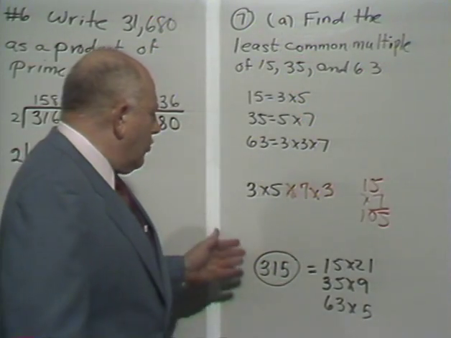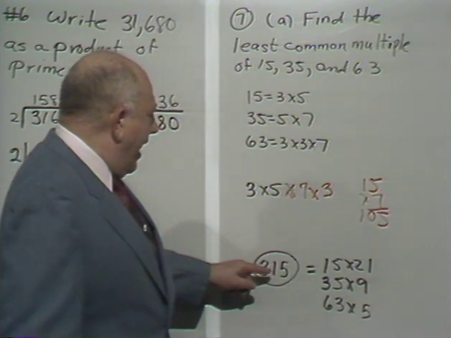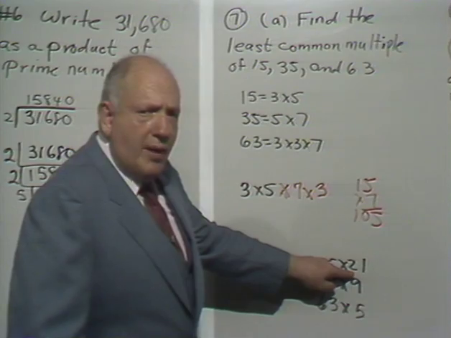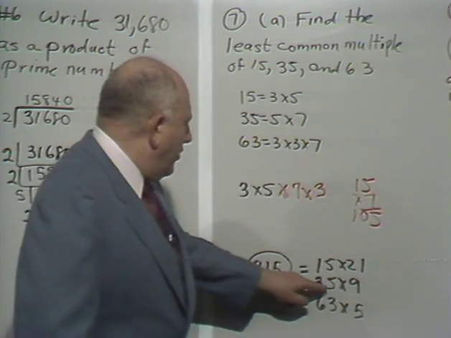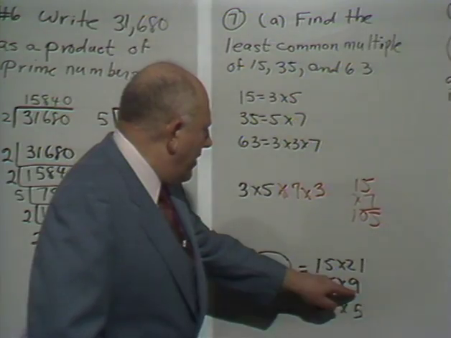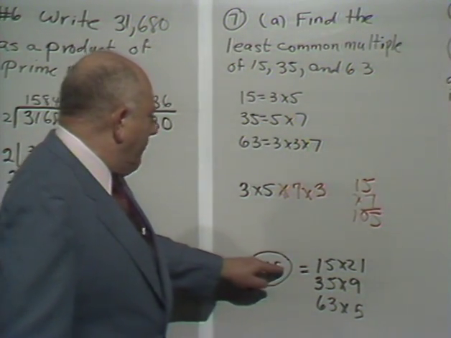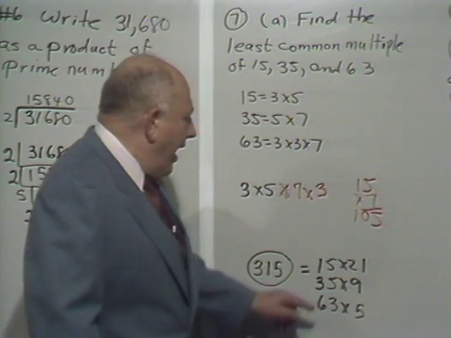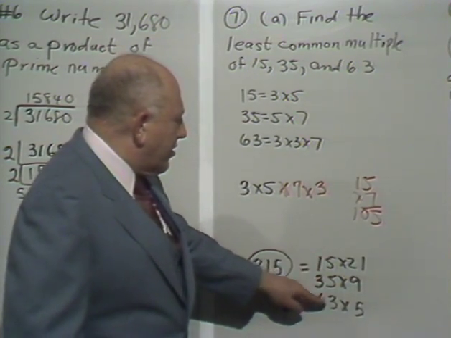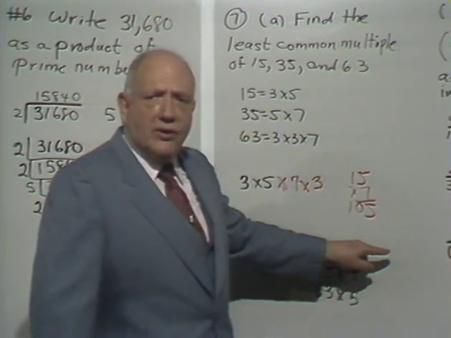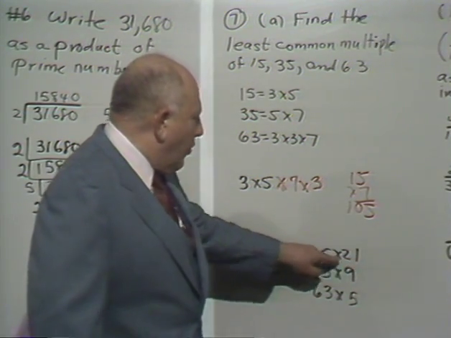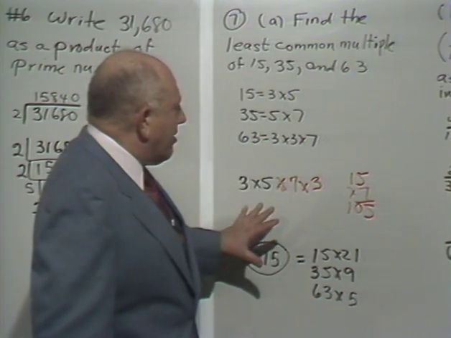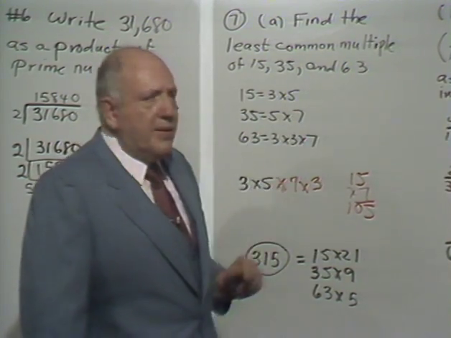And what that tells you in plain English is that when you're counting by 15s, 315 will be the 21st number in the list. When you count by 35s, 315 will be the 9th number in the list. When you count by 63s, 315 will be the 5th number in the list. Can you visualize if you were trying to do this the long way, you might have gotten tired and quit before you listed the 21st multiple of 15? Once I've done this problem, I can now proceed to part B.